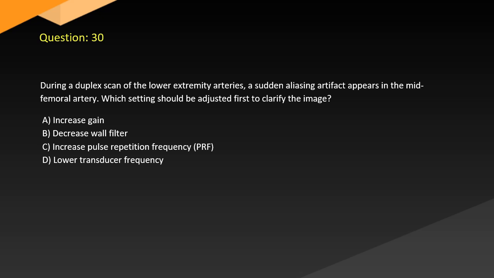Question 30. During a duplex scan of the lower extremity arteries, a sudden aliasing artifact appears in the mid femoral artery. Which setting should be adjusted first to clarify the image? A. Increase gain. B. Decrease wall filter. C. Increase pulse repetition frequency, PRF. D. Lower transducer frequency.